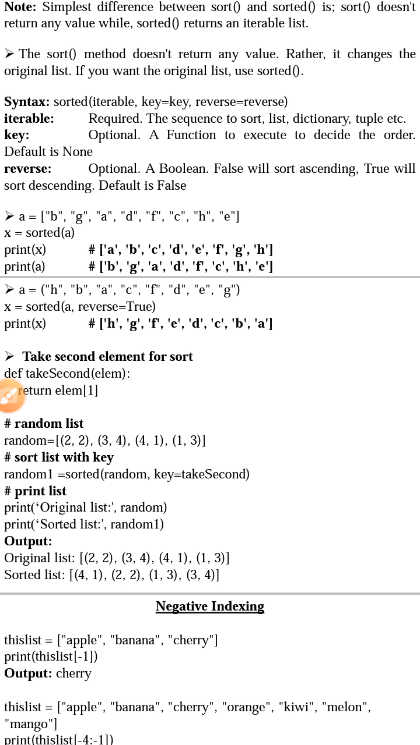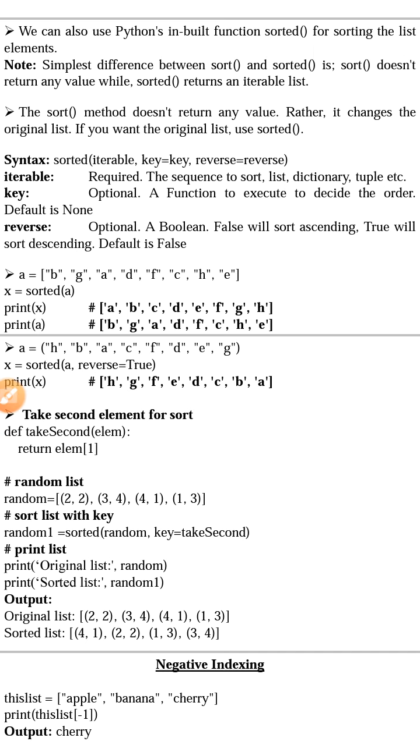Again, if you see, our sorted function is taking 3 parameters or arguments. One is iterable, second is key equal to key, third one is reverse equal to reverse. Iterable is required because our sorted function works on the iterable which we pass. Key and reverse are optional, and the meaning of these two is the same as we discussed with the sort function.